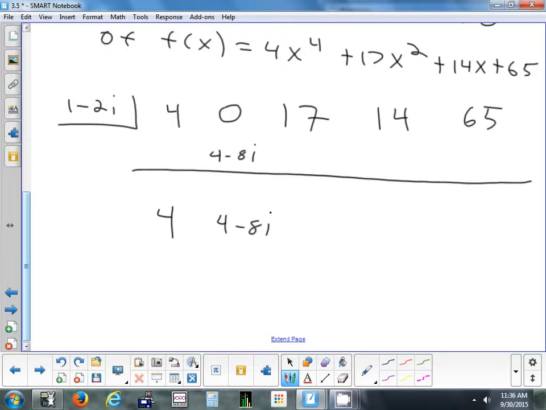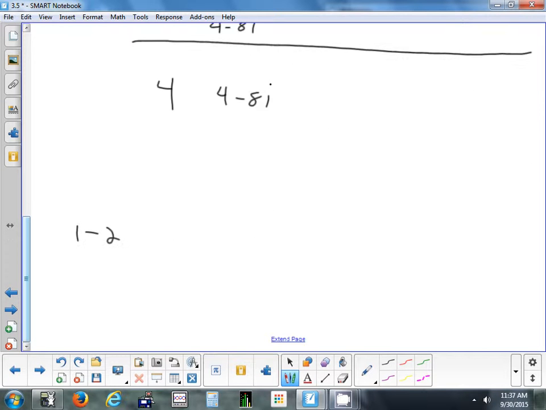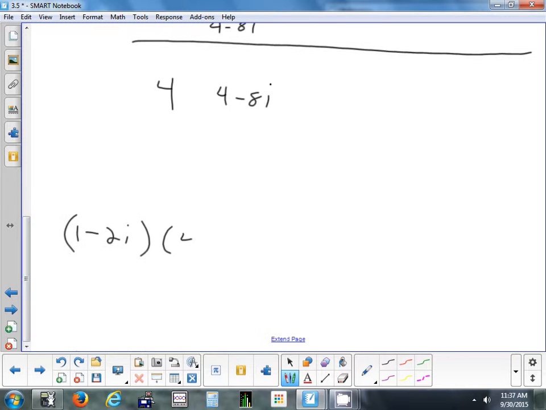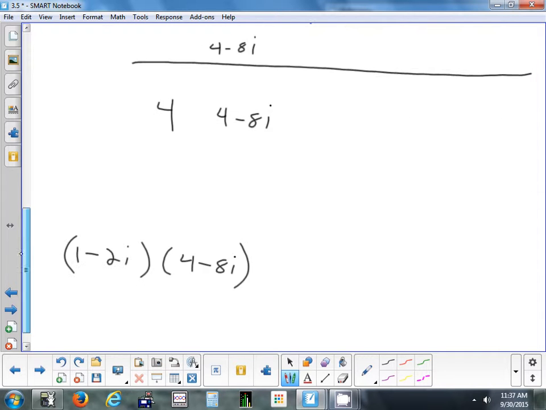Oh, now it gets a little annoying. We have to multiply 1 minus 2i times 4 minus 8i. Then you guys do that and then multiply that. Yeah, we're gonna have to do it 3 times in this problem. All right, so we're gonna get really good at multiplication. Okay, off to the side, I'm gonna do it so we can keep our work kind of neat here. All right, times 4 minus 8i.